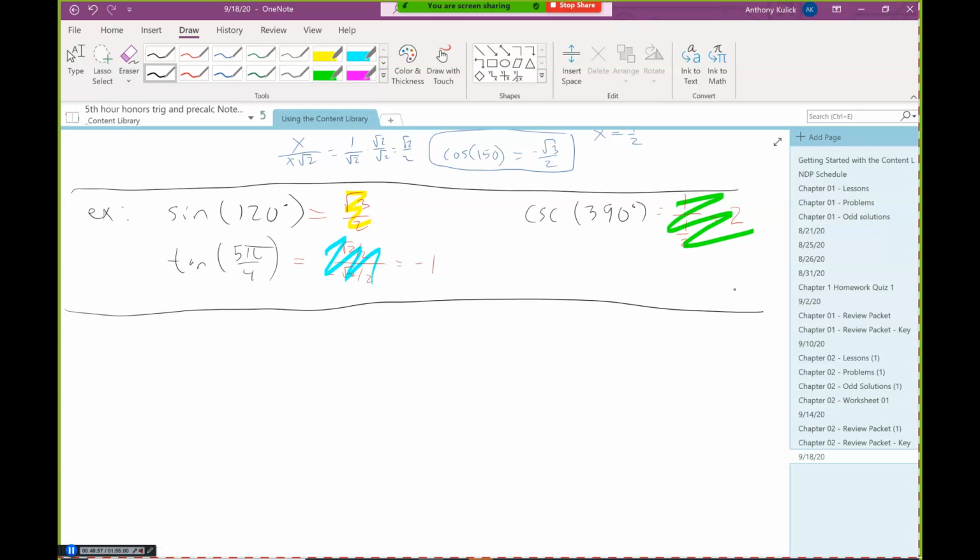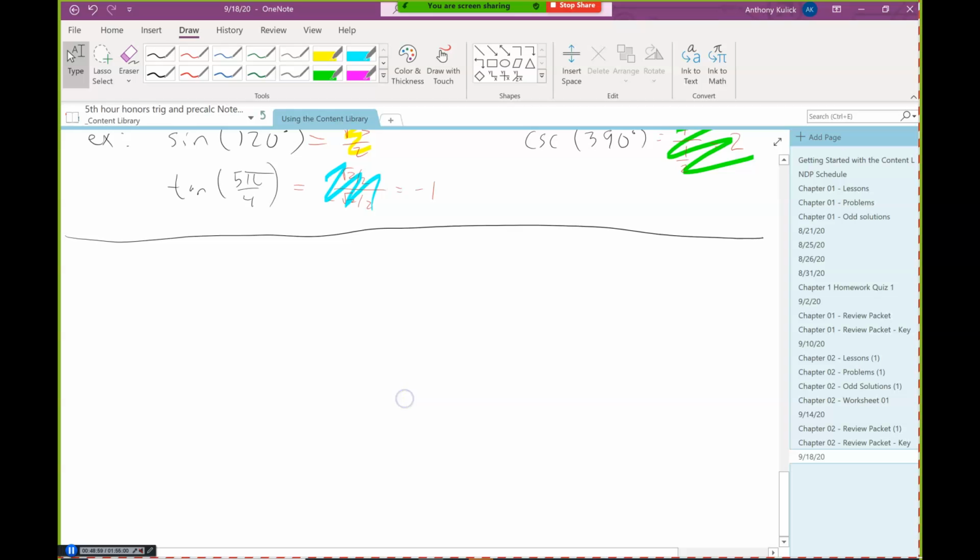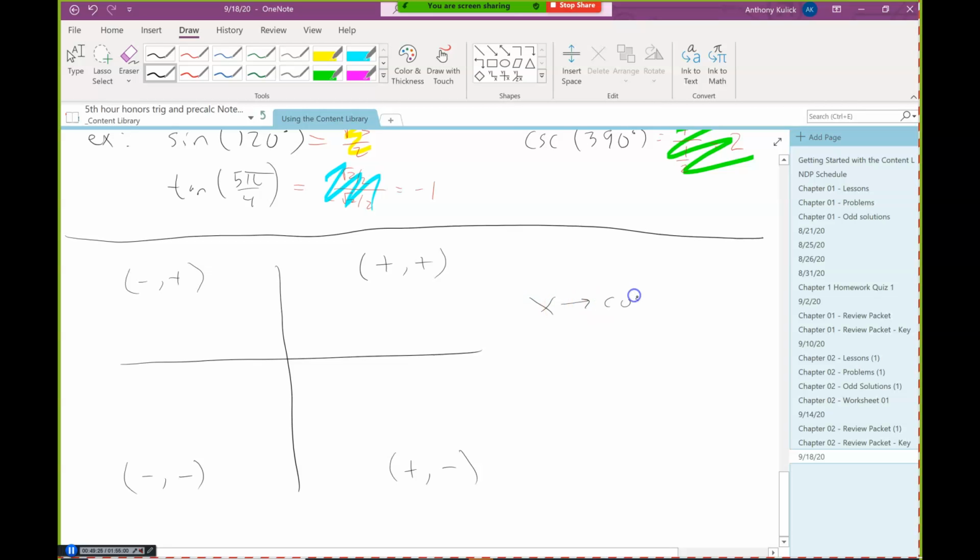Couple of observations here before we move on. Note that if we're in the first quadrant, both x and y coordinates are positive, right? In the second quadrant, the x coordinate's negative, but the y coordinate's positive. In the third quadrant, we have both negative. And in the fourth quadrant, the y is negative. Remember that the x-coordinate is equivalent to cosine. The y-coordinate is equivalent to sine. And y over x is equivalent to tangent.